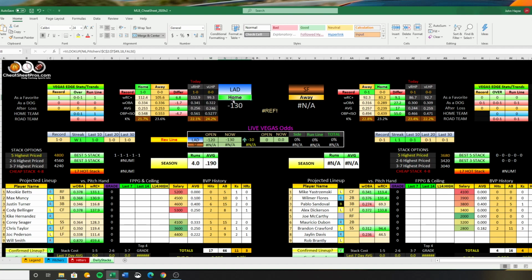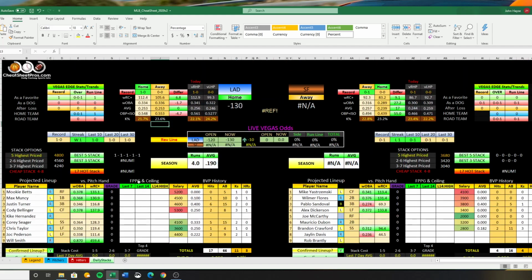And again, we've got the team, we've got home, away, we've got the current money line, and then I haven't got this filled out yet. I don't know how I'm going to do the games, if I'm going to do a drop-down menu or whatnot. I'm still working on that, but this is the stack sheet.